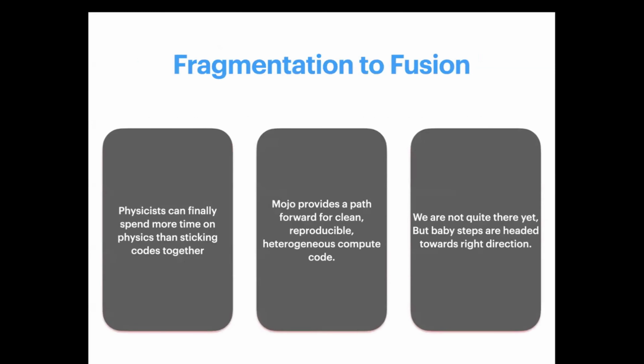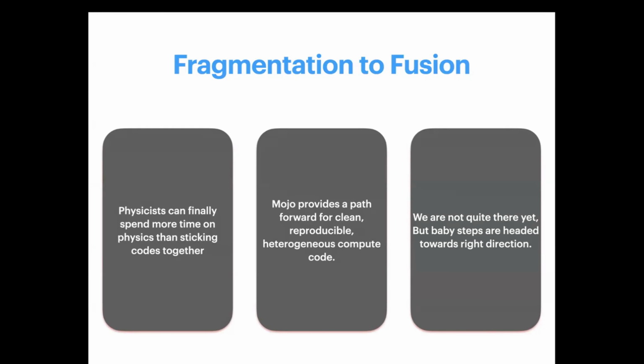in short, the way I see it is Mojo is doing something that not just AI, but also scientific computing and particle physics badly need. It's a way to go from fragmentation, having dozens of layers and languages and layers of glue, to fusion, to just have one unified language. So I think with Mojo, physicists could finally spend more time thinking about particles and not pointers.